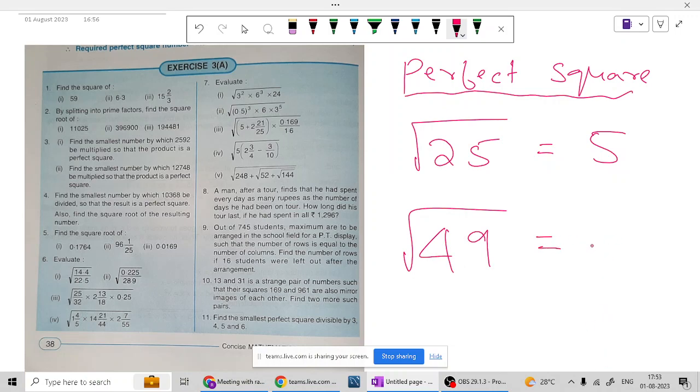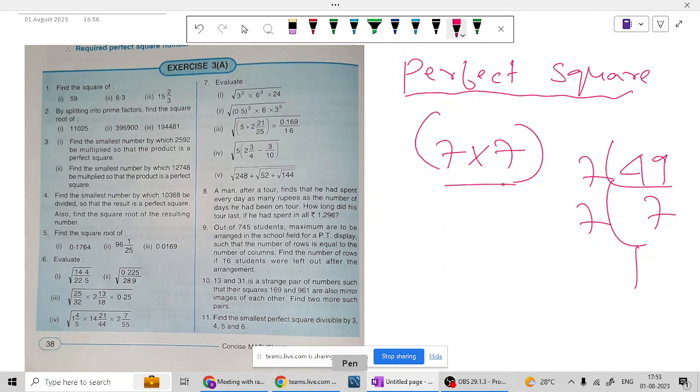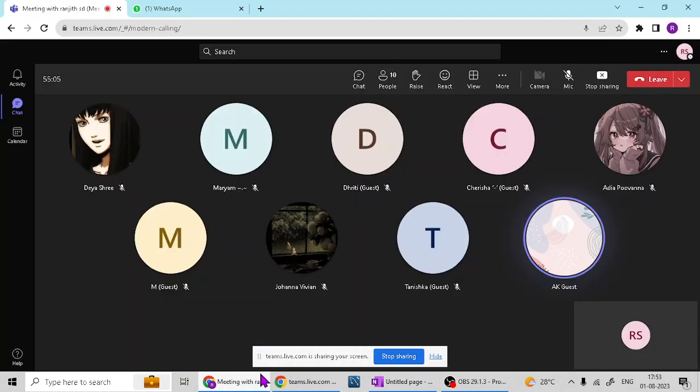It is a perfect square. What's the square root of 49? 7. Good. The square root of 49 is 7. We use the prime factorization method. Now look at this: 49 is 7 into 7. How many times is 7 present here? How many 7s do we have? 2 times, so from this pair.